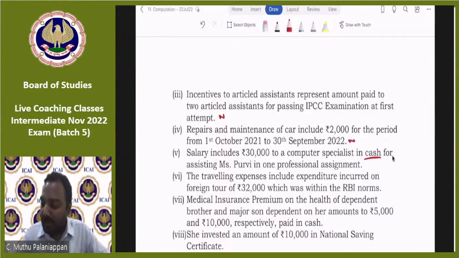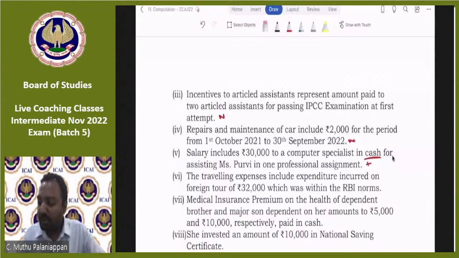So that's why we are saying it must be added. Otherwise, instead of salary, it is just a consultancy expense. It's still an expenditure. But since it is paid in cash, it is disallowed. So I'm putting a plus here in salary to say that something must be added for that.